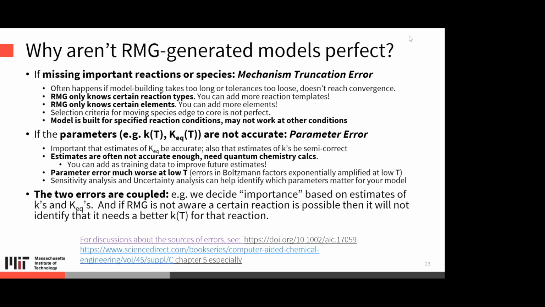The two errors are a little bit coupled because the way we decide importance is based on the estimates. So if the estimates that are used to make the parameters are wrong, then also our species selection will be wrong. Also, if we truncate a reaction and leave it out, we're never going to spend any time calculating it or paying attention to it, even if it's important. So that truncation can also lead to pretty big errors. And for a nice discussion of that, you can see the citation at the bottom. There's a long chapter about it.